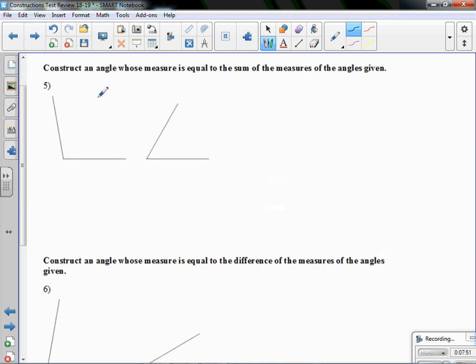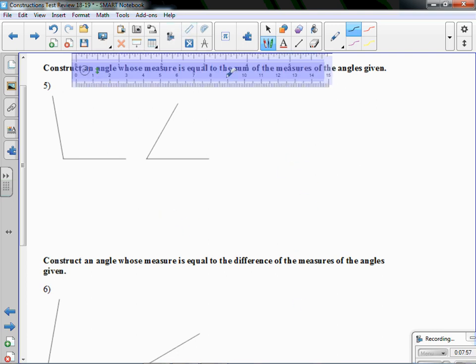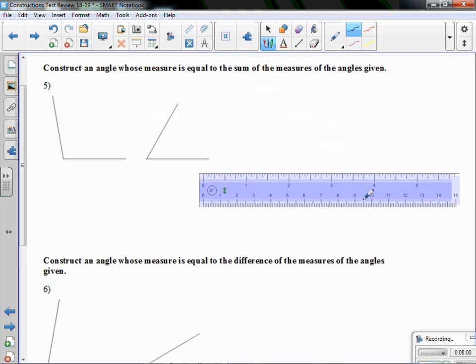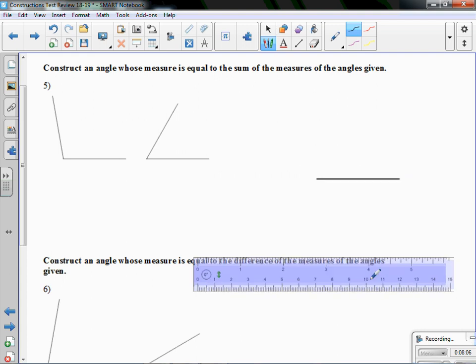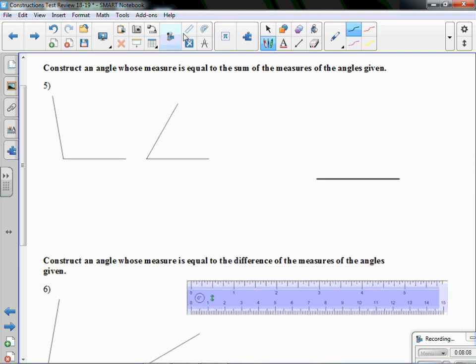All right, number 5, construct an angle whose measure is equal to the sum of the measures of the angles given. All right, so once again, same process. We're going to take our straight edge and make a line segment, like so. And then take our compass, and we're going to make an arc on each of the angles here.